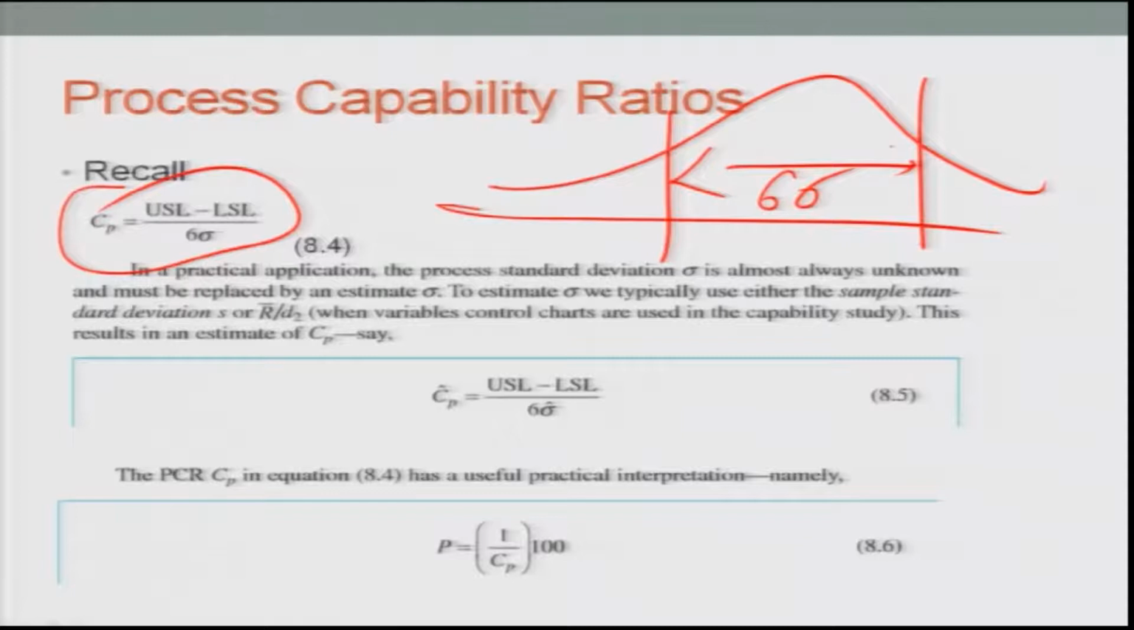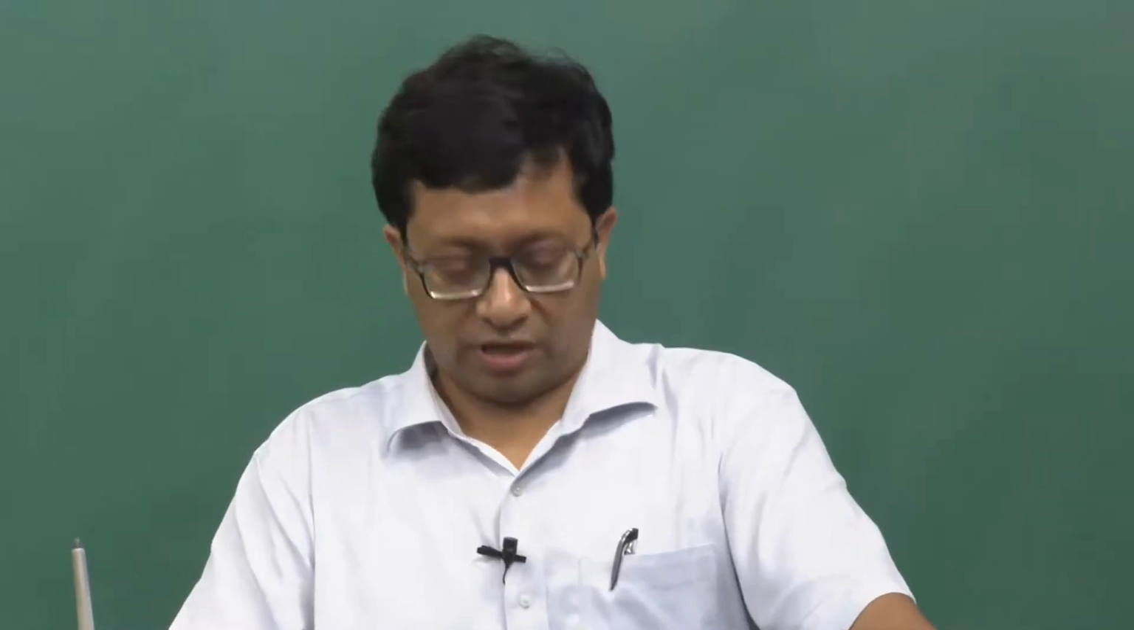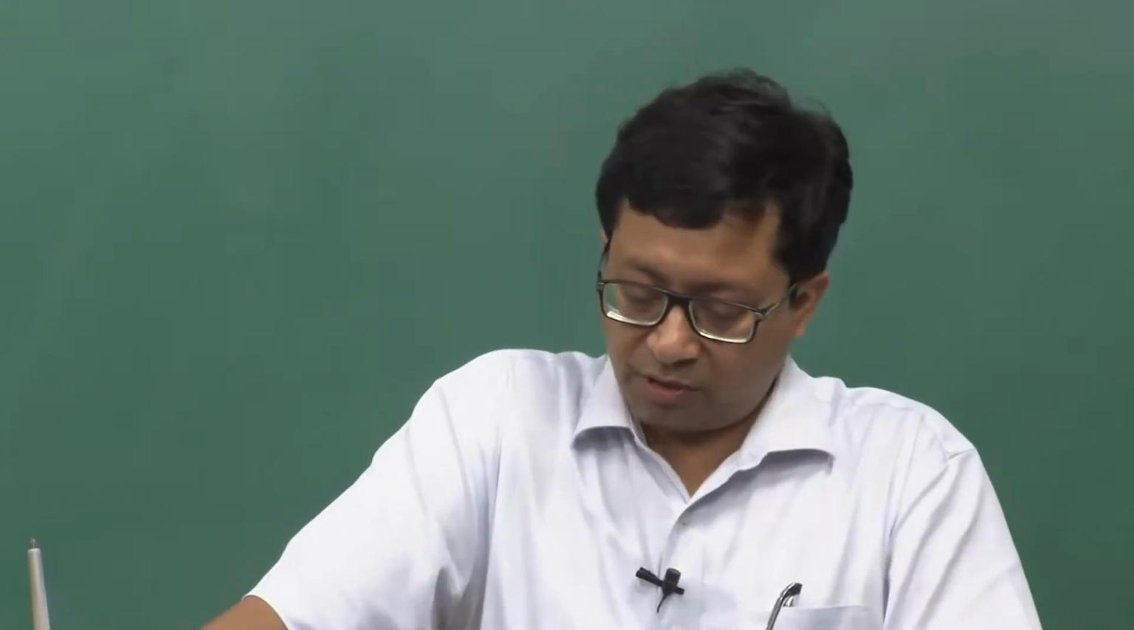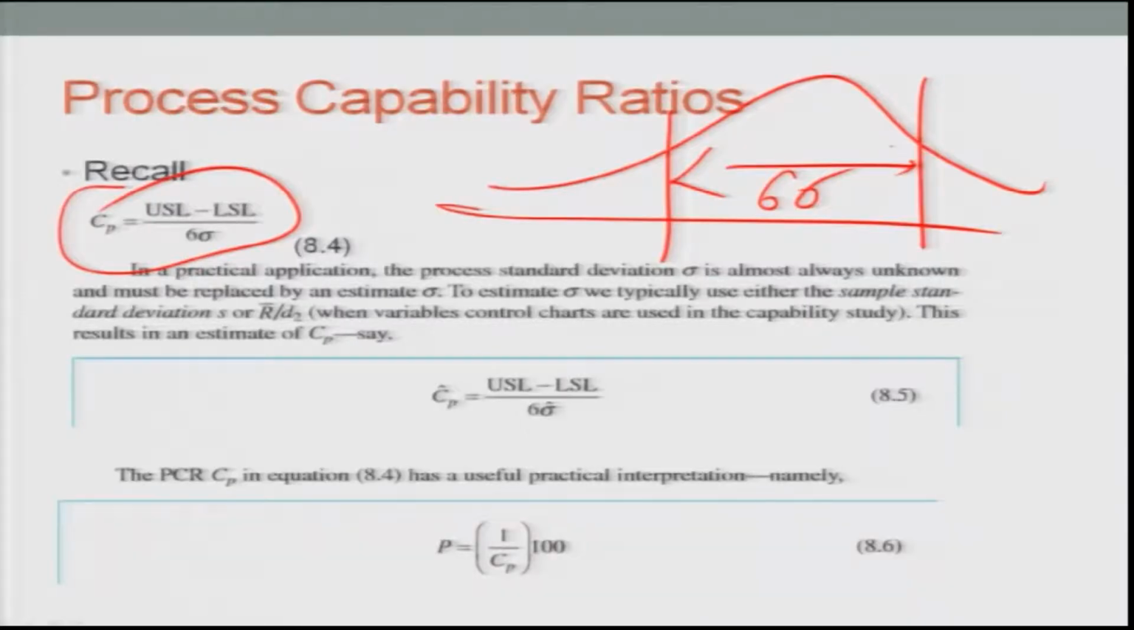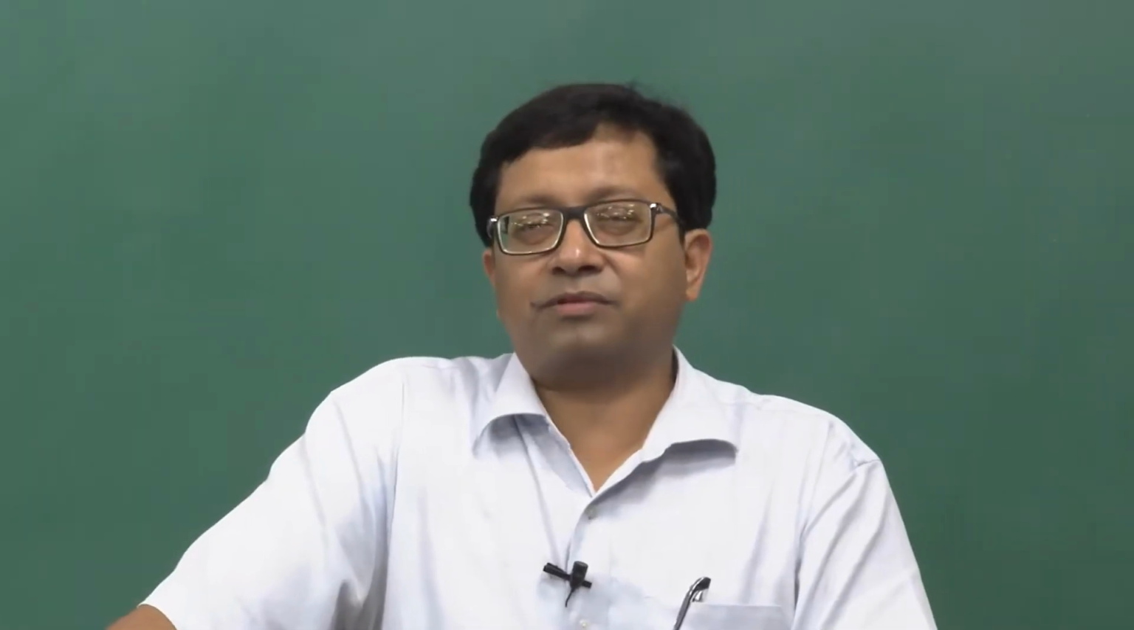In practical application, the process standard deviation sigma is almost always unknown. It is difficult to know and must be replaced by an estimator of sigma. In the earlier case, we found the best way of estimating the dispersion was the range. To estimate sigma, we typically use either the sample standard deviation S or the concept of the range. That was R bar divided by d2, which would give you some concept of the standard error of the sample.